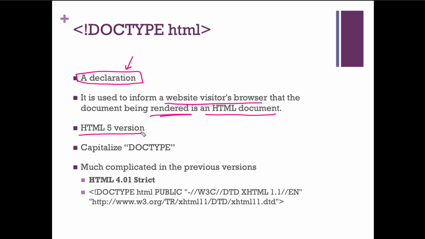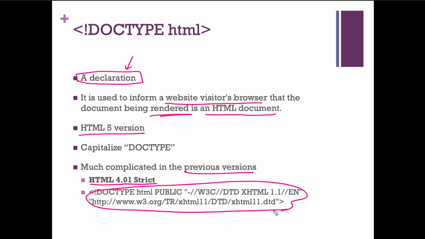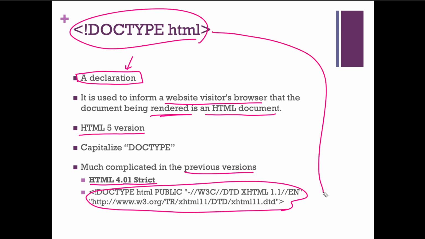In our previous version, for example, let's say HTML 4.01 strict. You don't have to know what strict means. So version 4.01, this was a declaration. Compare this with this. Which one do you like? Of course, I like this one. Why? Because it's simpler. But still, you're not going to be able to comprehend what is happening.